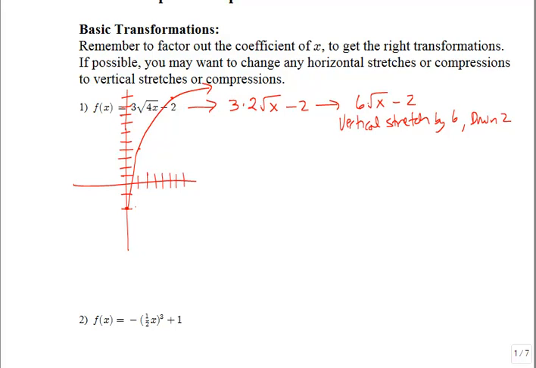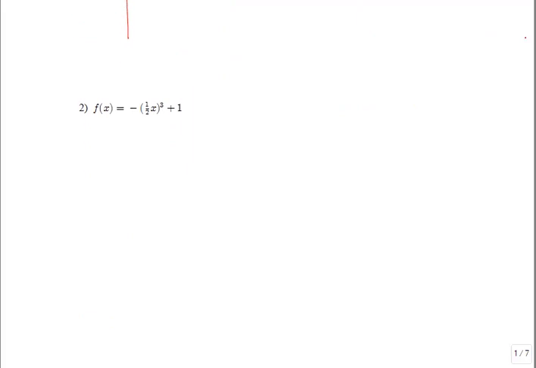Okay? Let's try another example. Here we have negative parentheses 1/2 x quantity cubed plus 1. Now if you want to do the same kind of idea that we did in the last one, you certainly could here. You could take that 1/2 and you could go ahead and cube it and turn it into a 1/8, and then it would just be the x that's getting cubed. If you think of it this way, then this would be a vertical compression by 1/8.